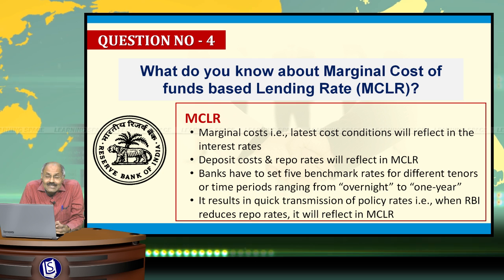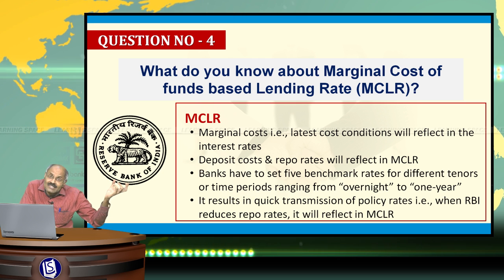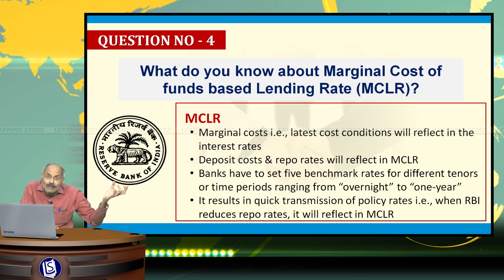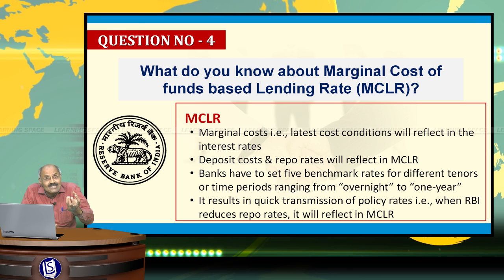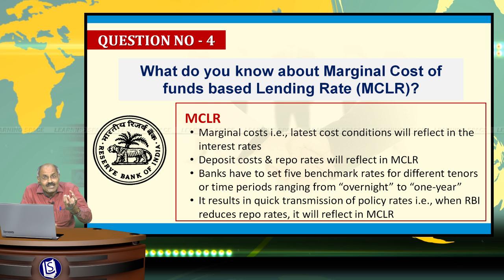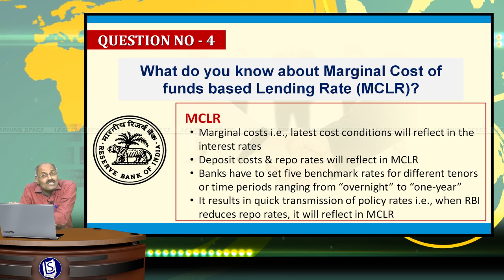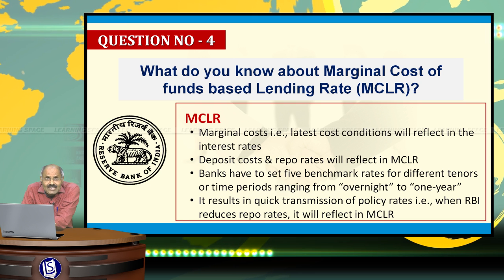What do you know about the marginal cost of funds based lending rate? Now base rate is in operation. Previously, benchmark prime lending rate was there, and probably in the year 2010, benchmark prime lending rate was replaced by base rate based on Deepak Mohanty committee recommendations, and now the banks have to switch over to marginal cost of funds based lending rate. What is the need for it?